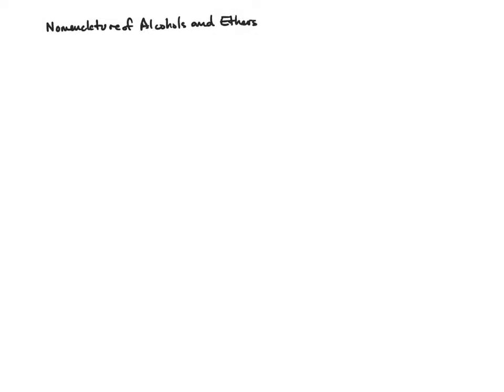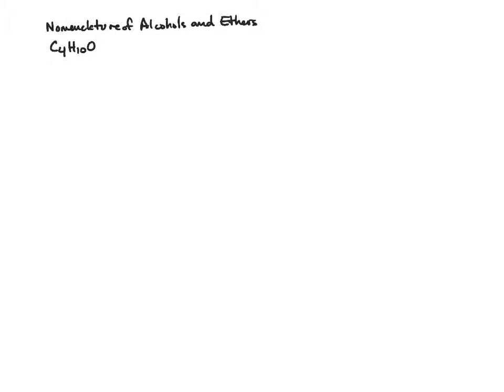In this tutorial screencast, we're going to look at the nomenclature of alcohols and ethers. So let's approach this from a point of view where we're given a molecular formula. Say we're given C4H10O. And let's draw all the possible constitutional isomers of that molecular formula and then name them.